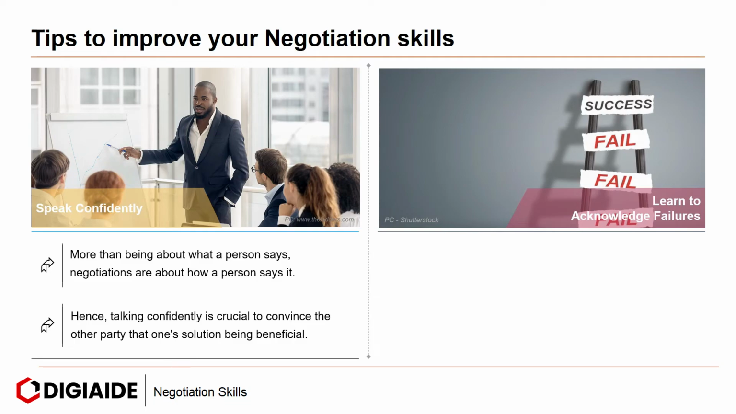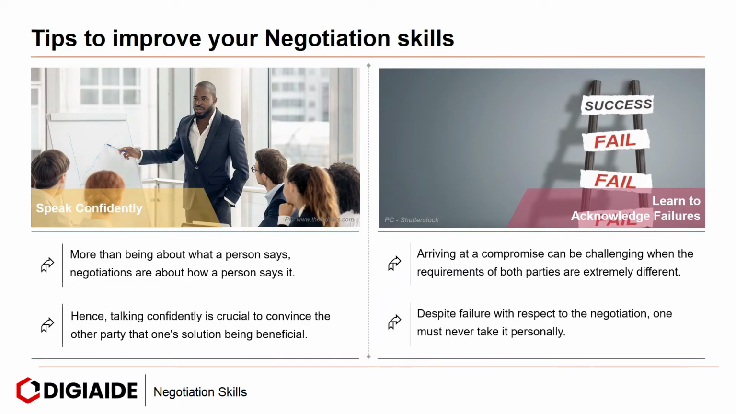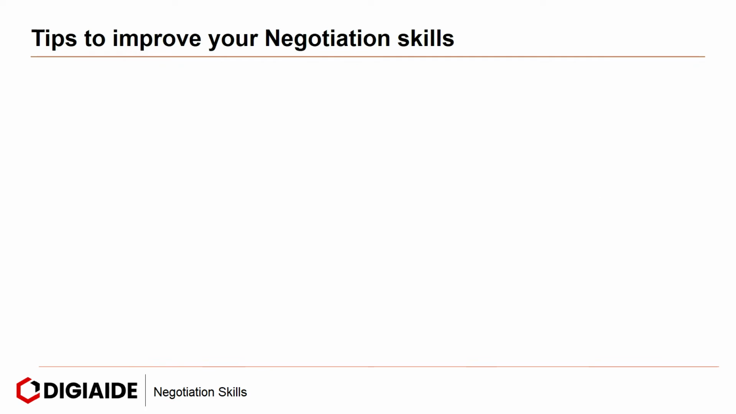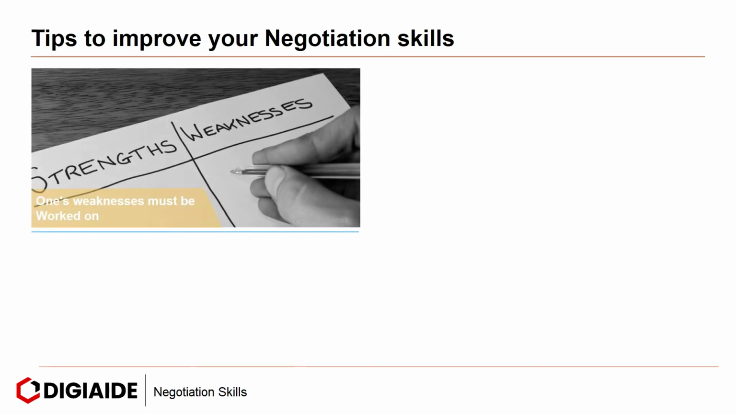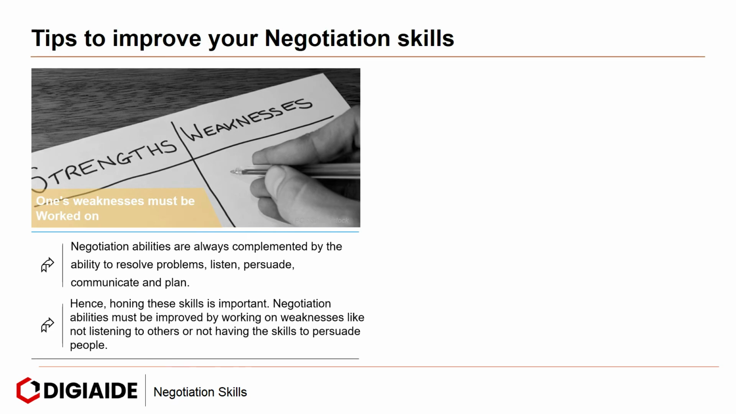Next, learn to acknowledge failures. Arriving at a compromise can be challenging when the requirements of both parties are extremely difficult. Despite failure with respect to the negotiation, one must never take it personally. Instead, one must acknowledge and analyze the negotiation to find ways to build on the efforts. Next, one's weakness must be worked on. Negotiation abilities are always complemented by the ability to resolve problems, listen, persuade, communicate, and plan. Hence, honing this skill is important.